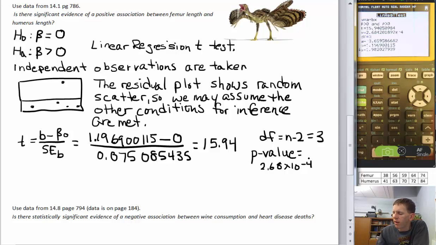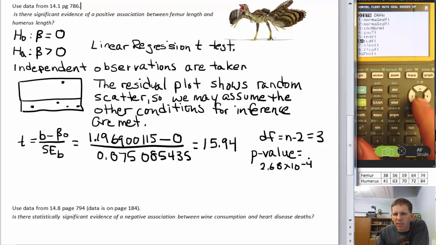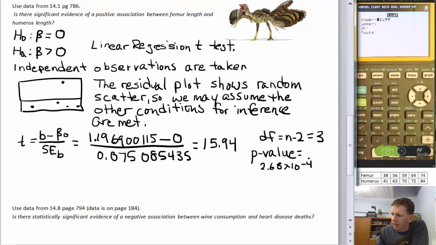You can also access the p-value by going to second vars, your distribution menu. You can choose TCDF, and you're going to be prompted to type in the lower and upper bounds along with the degrees of freedom. Because this is a greater than problem and we'd be shading to the right, the lower bound is 15.94. We would be shading forever to the right, so you can type in something really big for the upper bound, like 99.99. Degrees of freedom in this problem was equal to 3. And when you paste this and hit Enter, you'll get the same number that we got, 2.68 times 10 to the negative 4th power. Wrap it up.